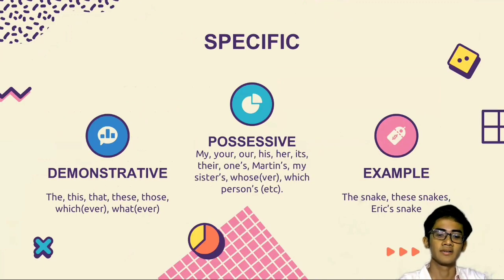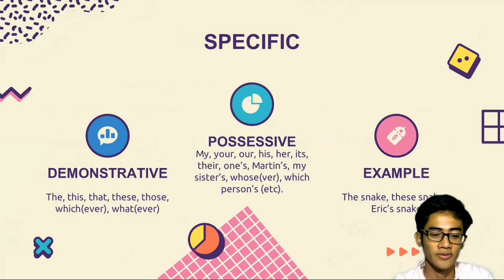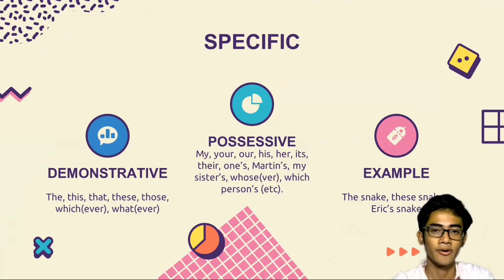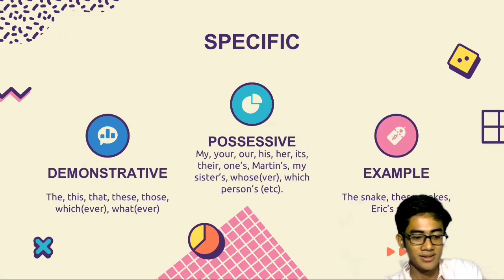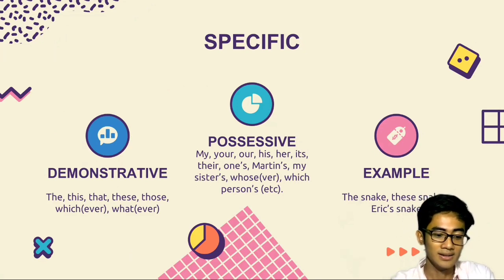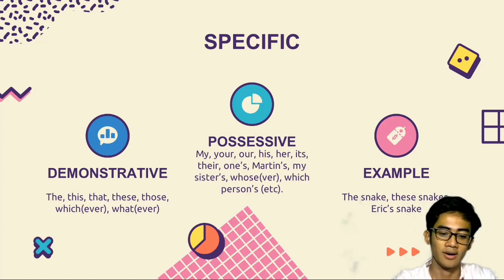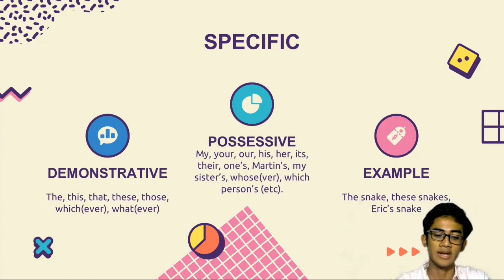In the specific deictic, there are two types. First is demonstrative, and the second one is possessive. For demonstrative, examples are this, that, these, those, whichever, and whatever. For the possessive deictic, there are my, your, our, his, her, its, and so on. So possessive indicates that it belongs to someone. That is the difference between demonstrative and possessive.